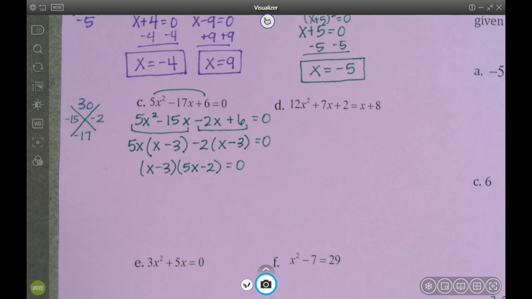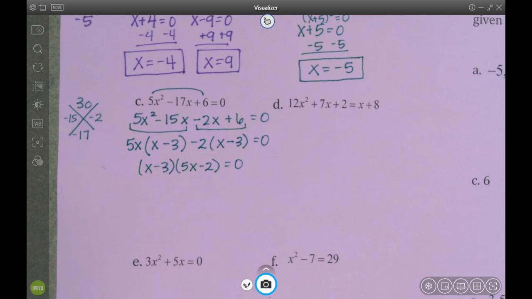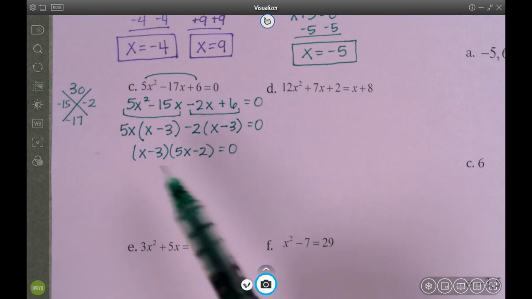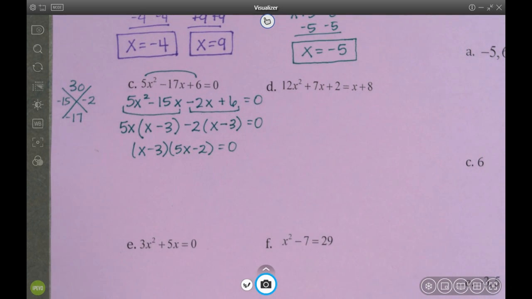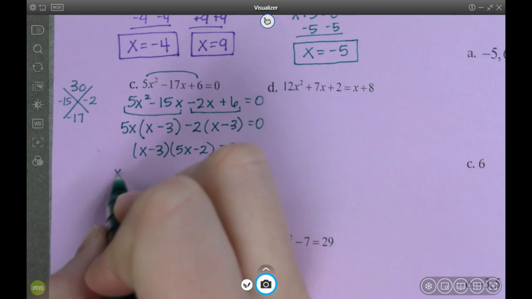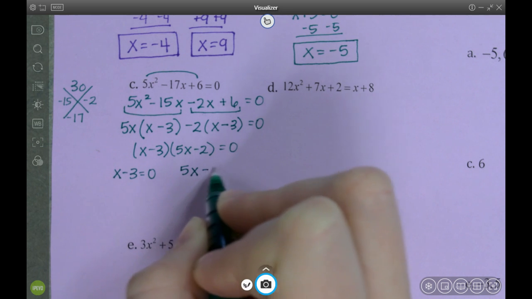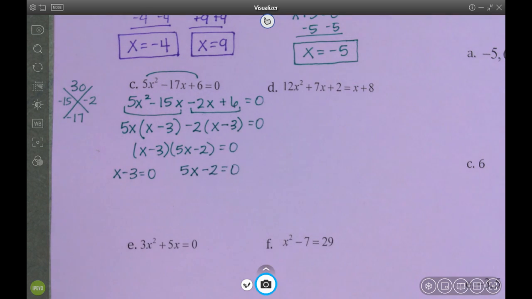Okay, but way back when we just did factoring, that would be your answer and you'd be done. But now we're solving with factoring. So I get to take each factor and set it equal to 0. So x minus 3 equals 0. And 5x minus 2 equals 0.